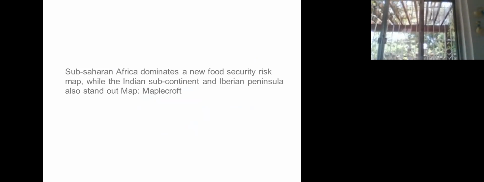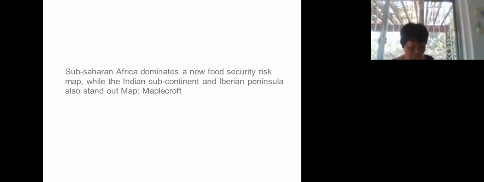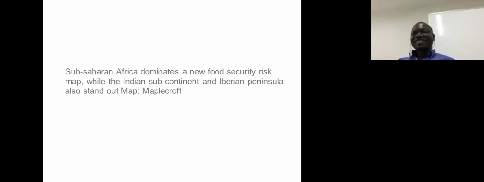Food security risk map for the Indian subcontinent and the Iberian Peninsula. Okay. What dominates the food insecurity? Sub-Saharan Africa, the subcontinent and the Iberian Peninsula.